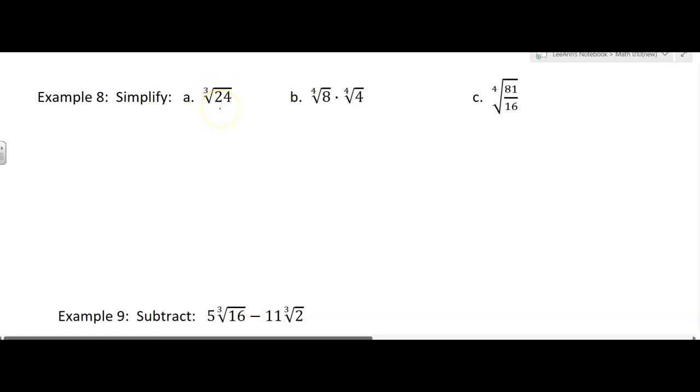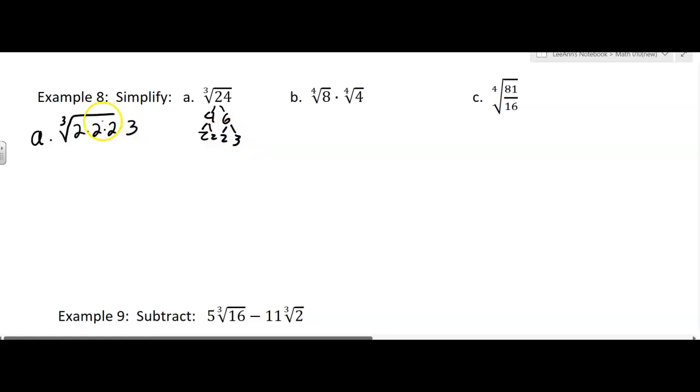Well, I could think and think and think of perfect cubes, or I could just say, well, let me break it down into its prime factorization. Now, when I write a different index, I have to make sure I write that. I can't leave the little 3 off, because then it's the square root, right? Okay, so if you break 24 into its primes, 4 times 6, and then 4 is 2 times 2, and 6 is 2 times 3, you'd have 2 times 2 times 2 times 3.